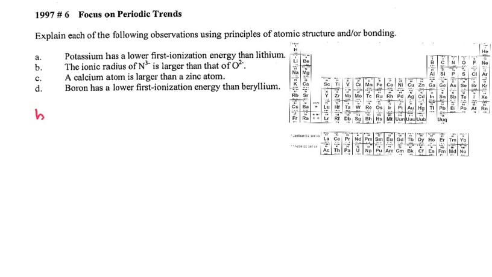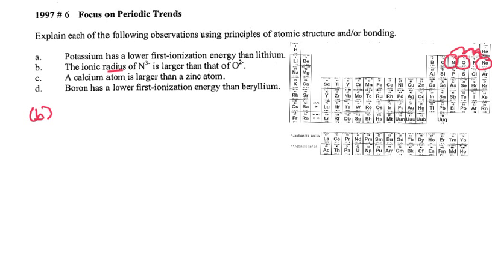1997, number 6, we're going to look at part B. They want to know why the ionic radius, which is the size of N3-, is larger than O2-. And so N3- is right there, or well, N and O are right there. Since O2- is isoelectronic with neon, and so is N3-.